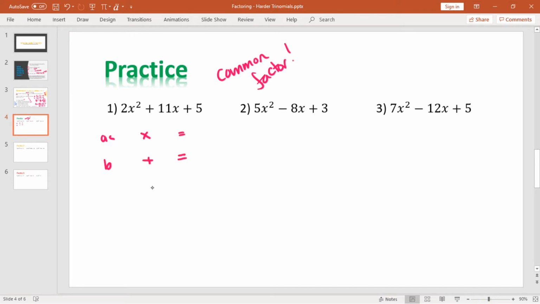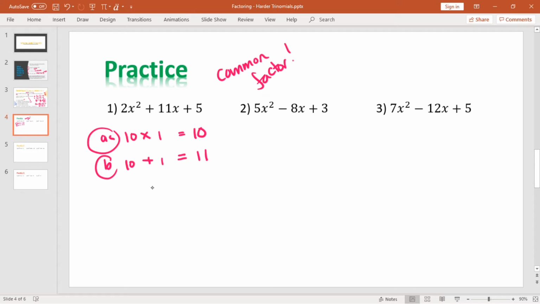So I need to multiply to 2 times 5, which is 10, and I need to add to 11. So two numbers that multiply to 10 and add to 11: 10 and 1 satisfy both things. Okay, so the second step, the weird trick, and you only do this trick if a is not equal to 1.